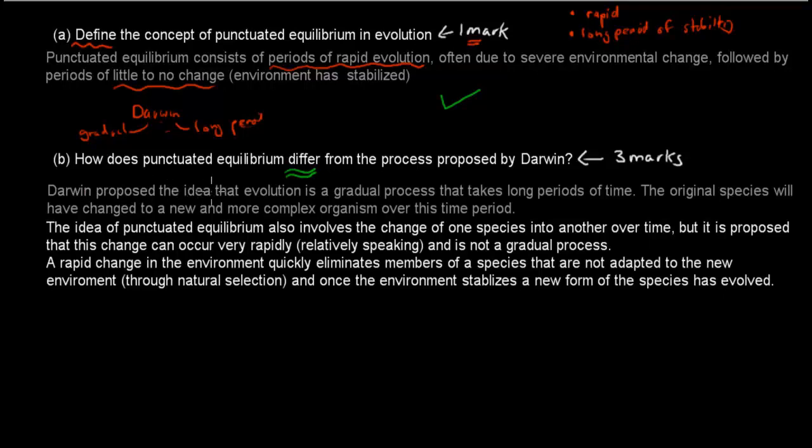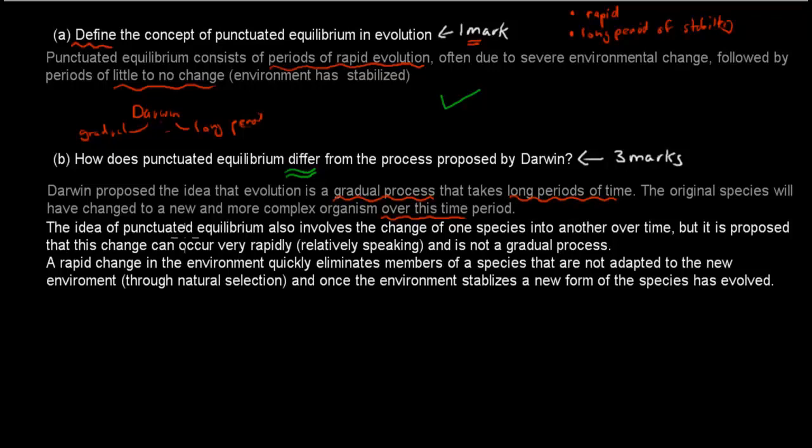Darwin proposed the idea that evolution is a gradual process. So right now I'm talking about Darwin's evolution. It takes long periods of time, so it's step by step. The original species will have changed to new species, new and more complex organisms, over this period of time. We had that horse example, the tiny horse going into the bigger horse, and there were fossils found throughout the years. So we see the transitional forms of those in-between creatures.